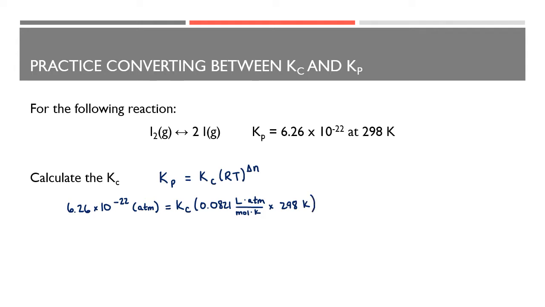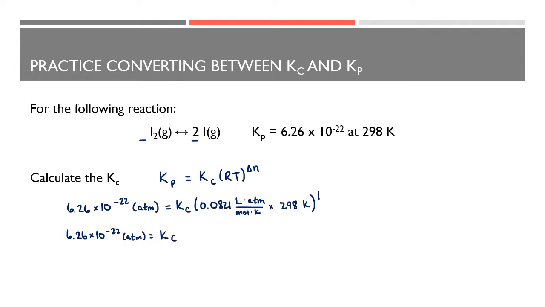That will be raised to the power of delta N, which is the number of moles of products minus the number of moles of reactants, which is going to equal 1. We have 2 minus 1 for that delta N. Now I'm going to basically just condense this down. So we have 6.26 times 10 to the negative 22nd.